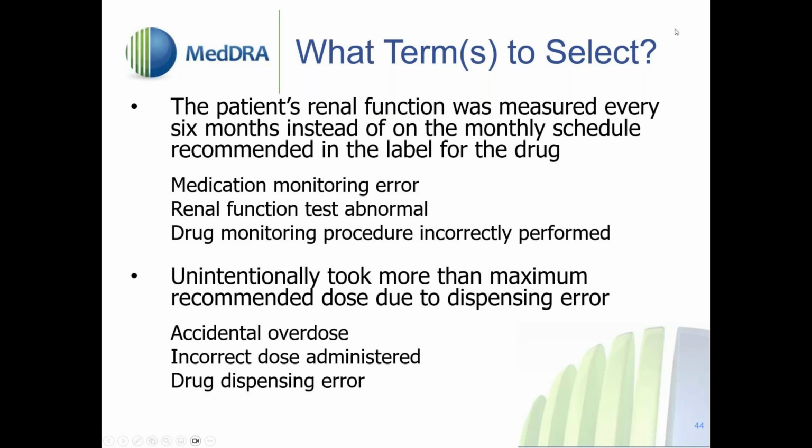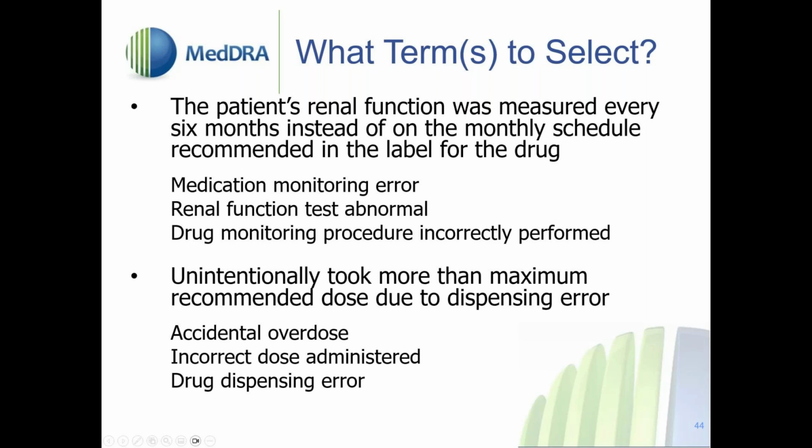So let's see examples. The patient's renal function was measured every 6 months instead of the monthly schedule as recommended in the label for the drug. So when we look at this term, what is this term telling us? I'm seeing examples here for monitoring errors. So what are monitoring errors?